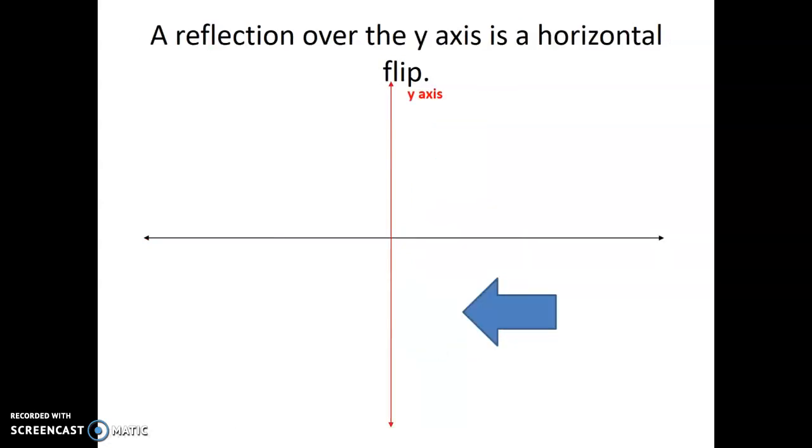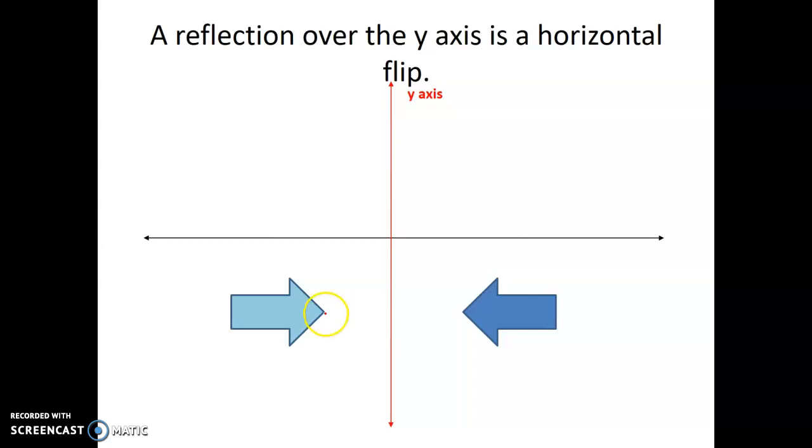Let's look at a reflection over the y-axis. I'm going to take this arrow and I'm going to flip it, or reflect it, over the y-axis. Again, you might notice I did not change the shape or size at all. All I did was flip it upside down on itself over the y-axis.